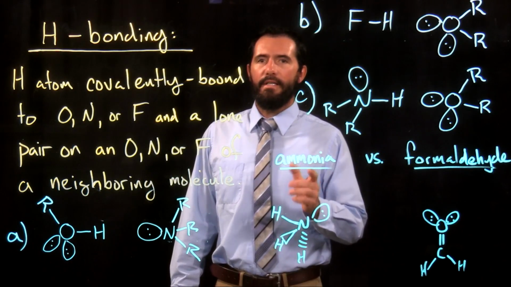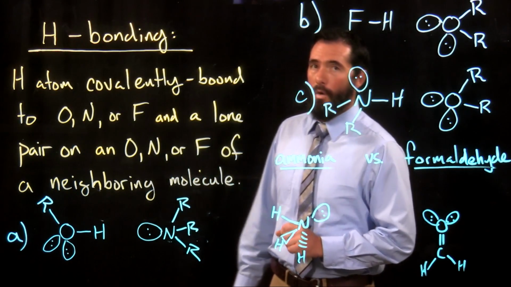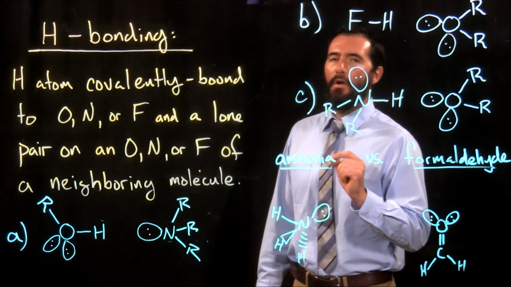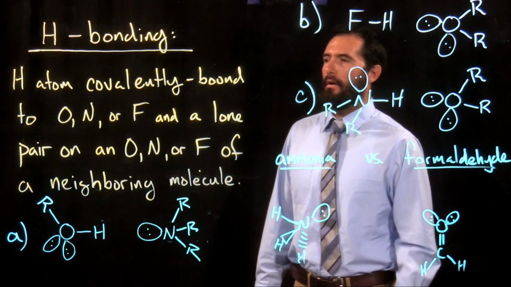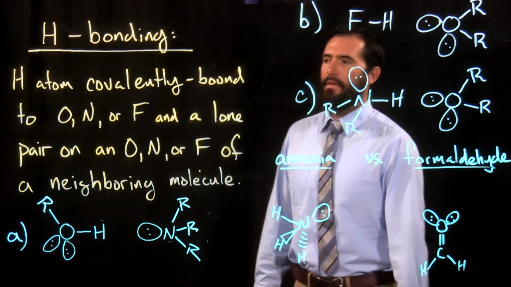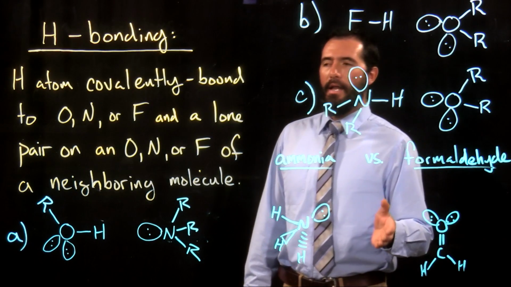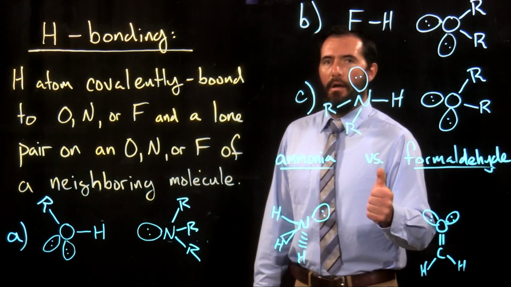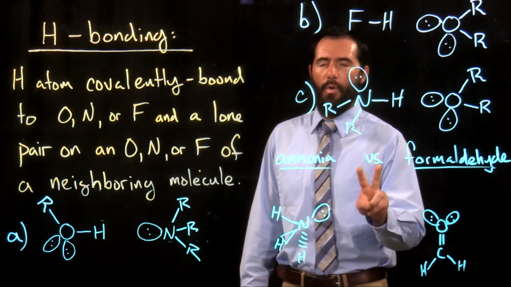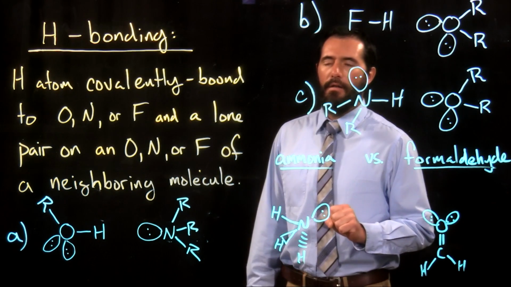In this video, we're going to discuss hydrogen bonding. Hydrogen bonding has two requirements. We need to have a hydrogen atom covalently bound to either an oxygen, nitrogen, or fluorine atom, and we have to have a lone pair on an adjacent or a neighboring oxygen, nitrogen, or fluorine atom. So there are two requirements for the hydrogen bond.